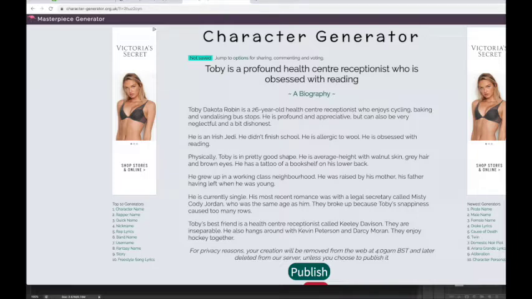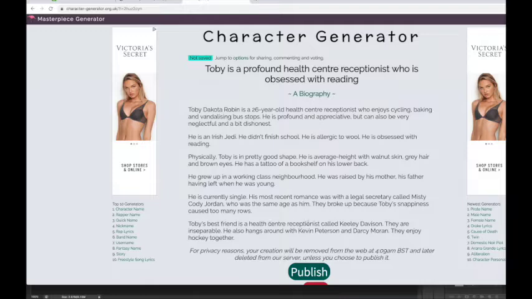Physically, Toby's in pretty good shape. He's average height with walnut skin, gray hair. Okay, I'm ignoring that. He has a tattoo of a bookshelf on his lower back. I'm freaking dead. He grew up in a working class neighborhood. He was raised by his mother, his father having left when he was young. He is currently single. His most recent romance was with a legal secretary called Misty Cody Jordan, who was the same age as him. They broke up because Toby's snappiness caused too many rows.